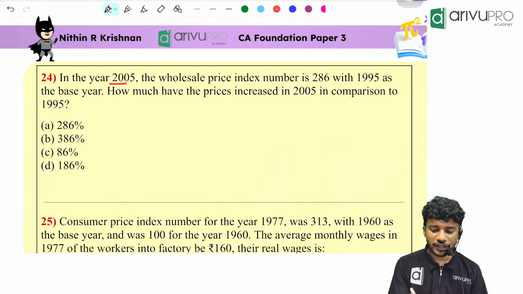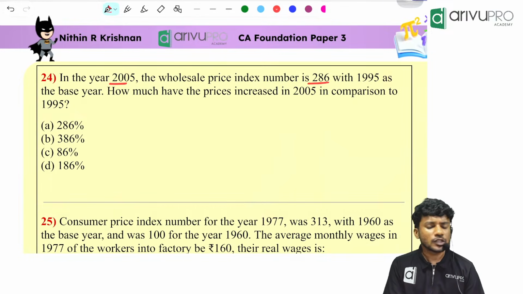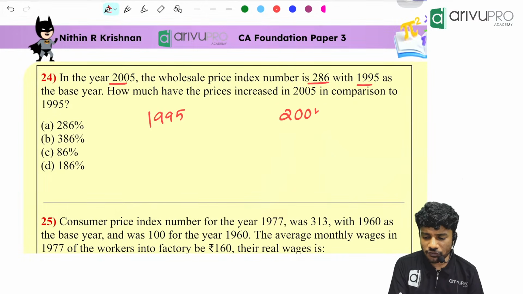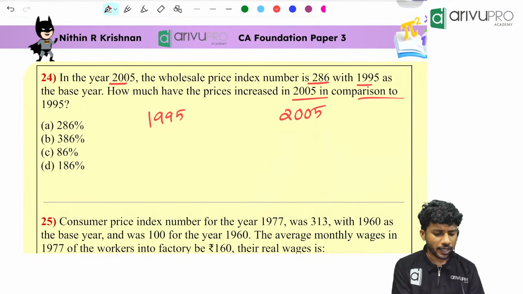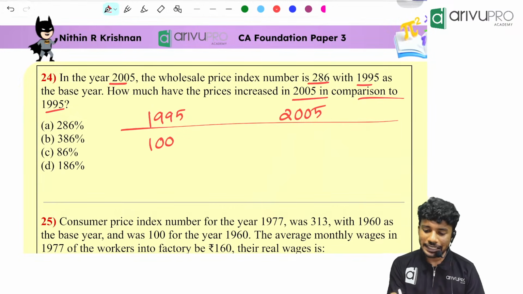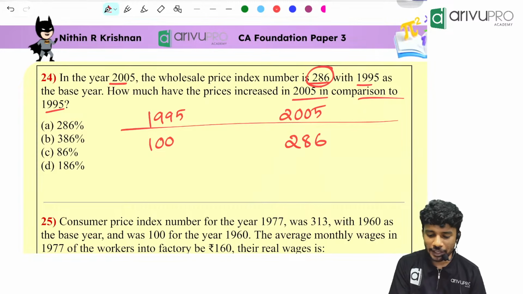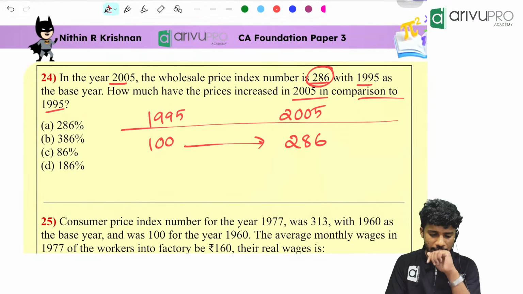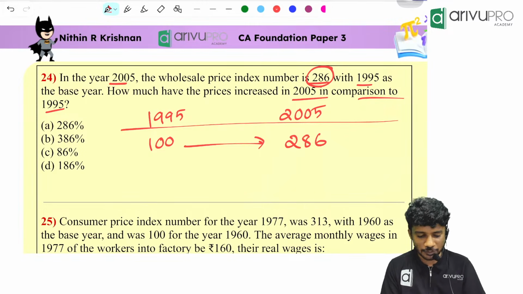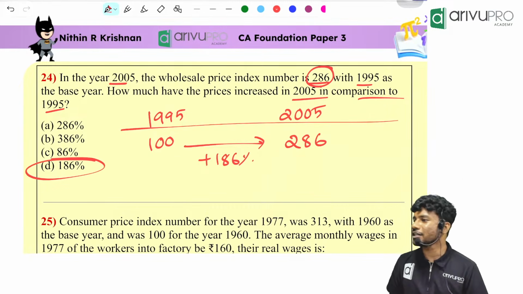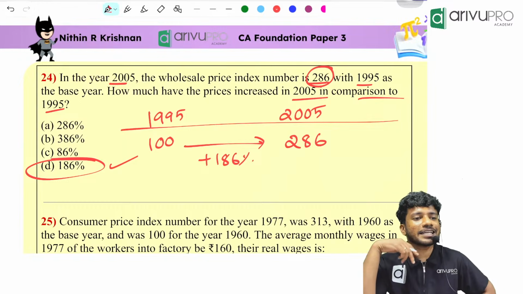In the year 2005, the wholesale price index number is 286 with 1995 as the base year. 2005 is the current year. How much have the prices increased in 2005 in comparison to 1995? Now, 1995 index is not given. I will assume it as 100. Then, how much is the index in the year 2005, people? That is 286. Now, 100 should become 286. How will it become 286, people? Plus how much percentage? 186 percentage. Option hit using which option? D. Directly we can go for it.